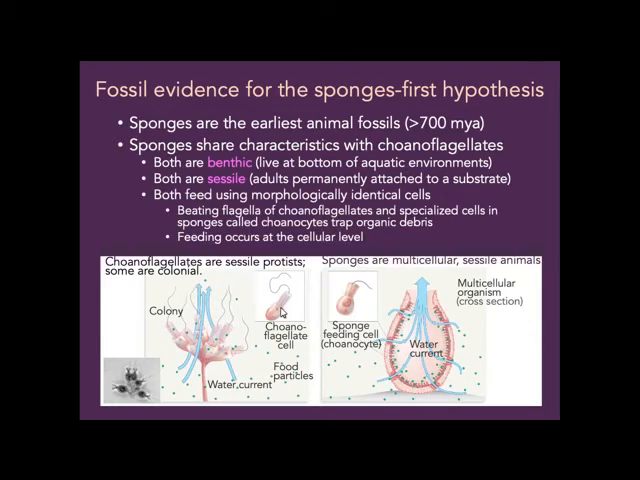Both feed using morphologically very similar cells, this one and this one. The way they work is they beat the flagella, and there are a lot of them together in a colony, either in a choanoflagellate or in a sponge. They beat all their flagella together, and it creates a current. In the case of the sponge, it pulls water in through the little holes on the side of the sponge and out the big hole in the top. In a choanoflagellate, it just draws the water up from below, and then the food particles go past other cells that are able to trap the debris and eat it. And so the feeding will occur at the cellular level. A cell is going to engulf that food. So there's no tissues, right? All the cells are separate.